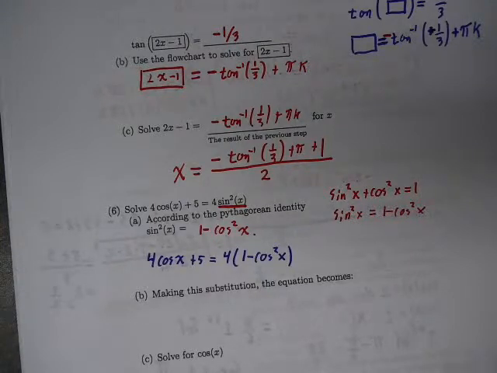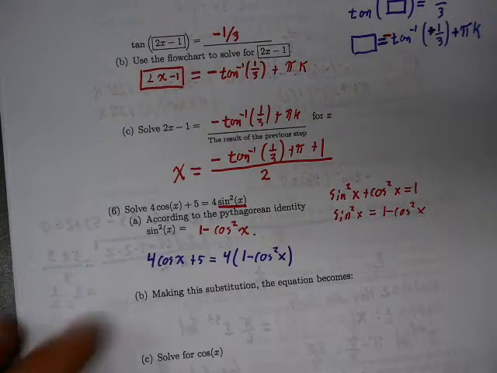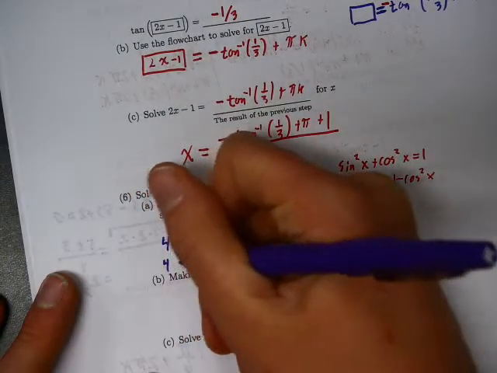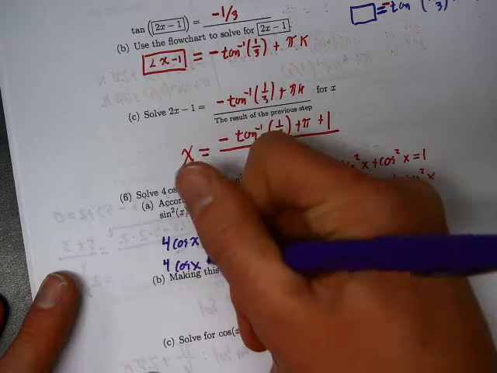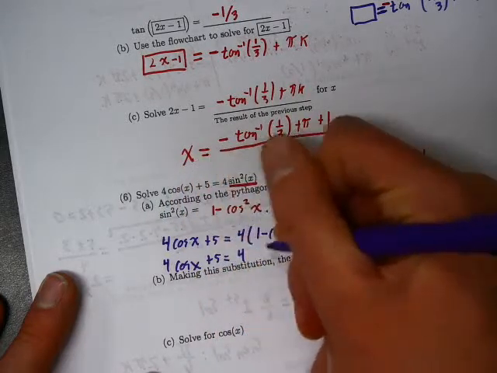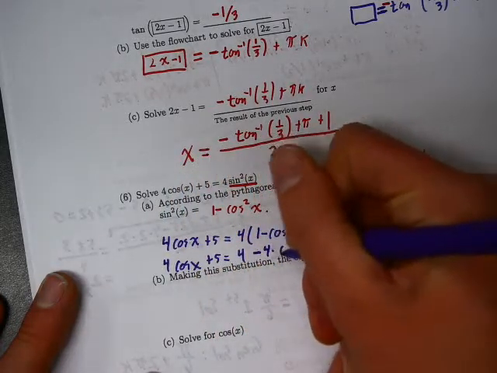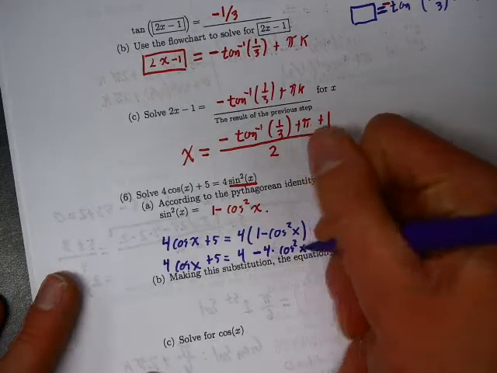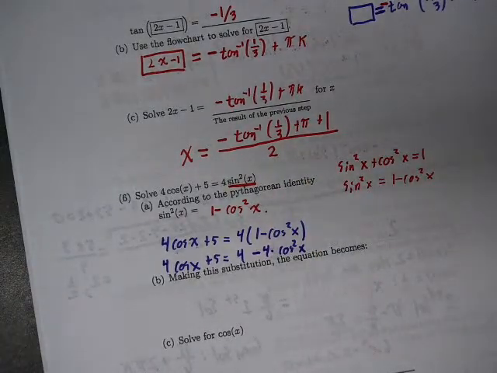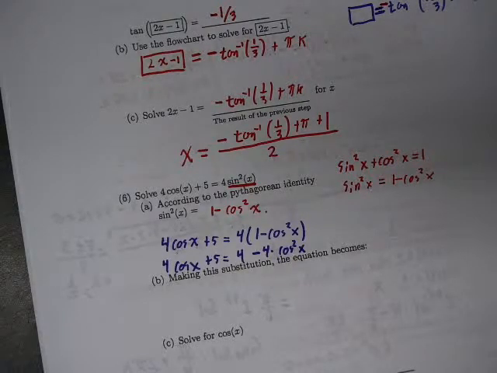Let's distribute the 4, and that'll give us a simplification. We will get 4 times the cosine of x plus 5 is equal to 4 minus 4 times the cosine squared of x. People with me so far? And I know that all that is supposed to be down here, but I can't really figure out the spacing in my PDFs.